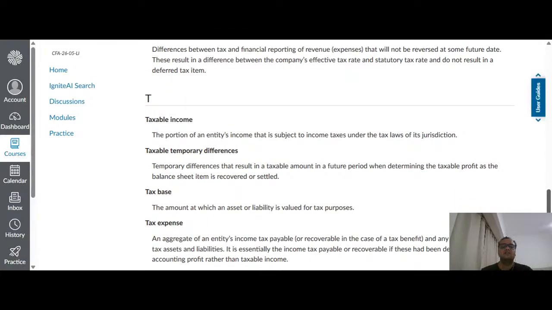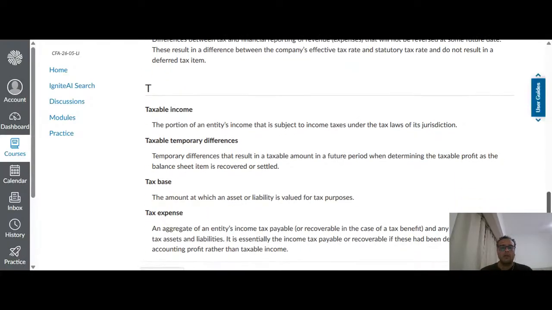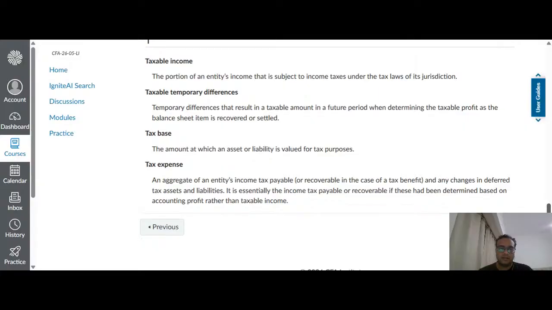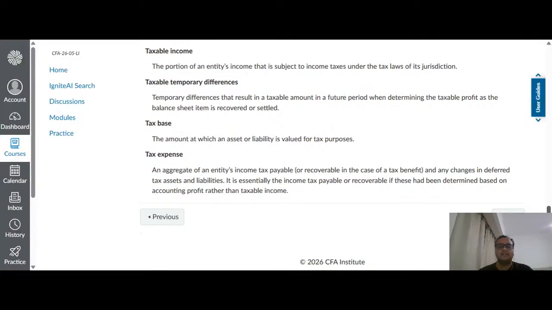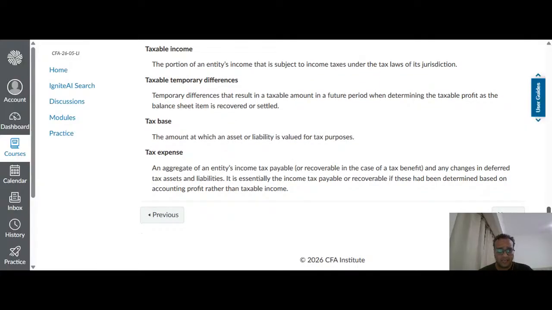Permanent differences, your taxable income, your taxable temporary differences, which either create deferred tax assets or tax liabilities, your tax base, the amount at which assets and liabilities are valued for tax purposes, which would be different from the carrying value of the assets and liabilities, and your tax expense, which is the aggregate of the entity's income tax payable or recoverable in case of tax benefit and changes in deferred tax assets and liabilities.